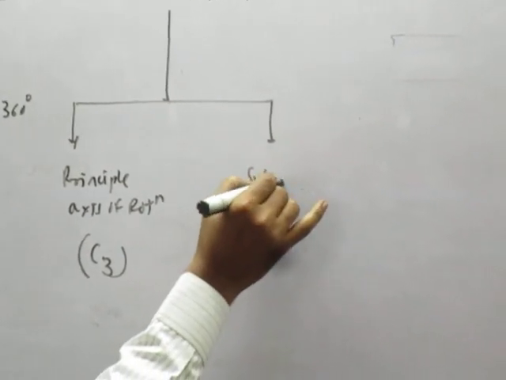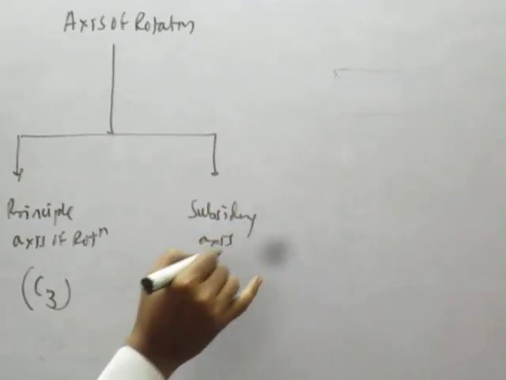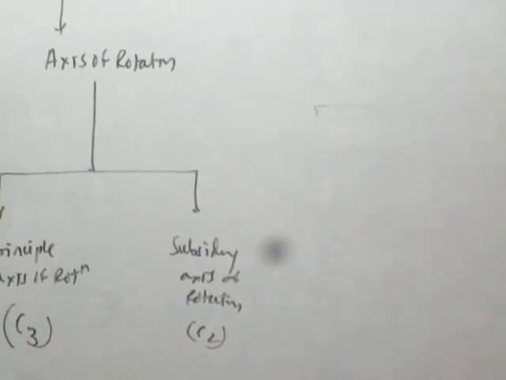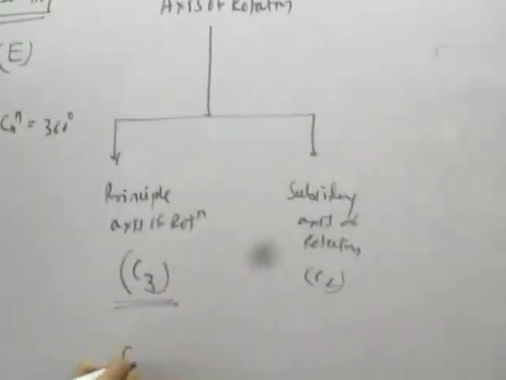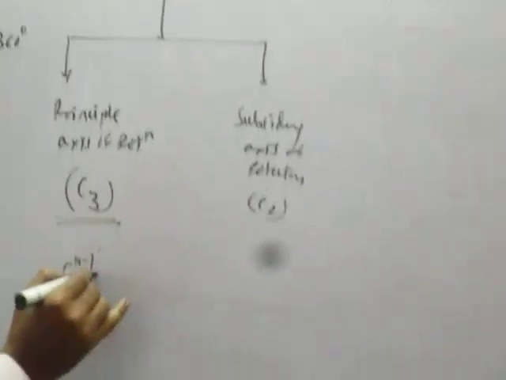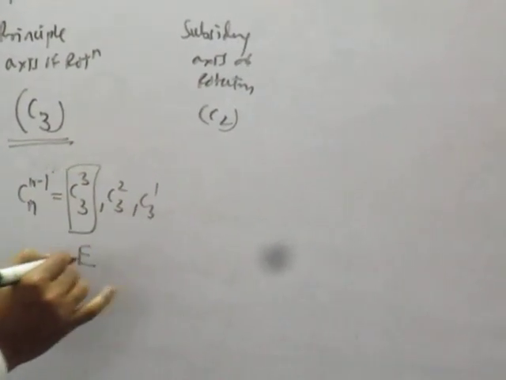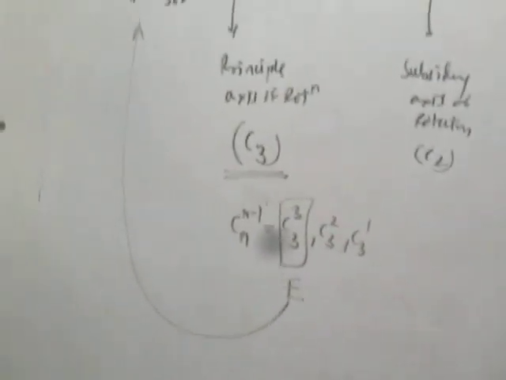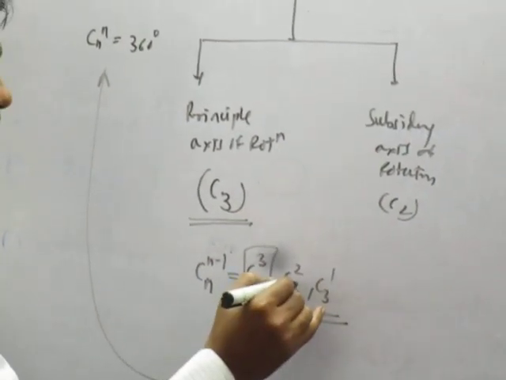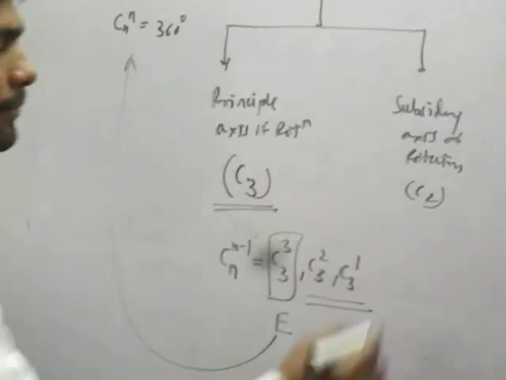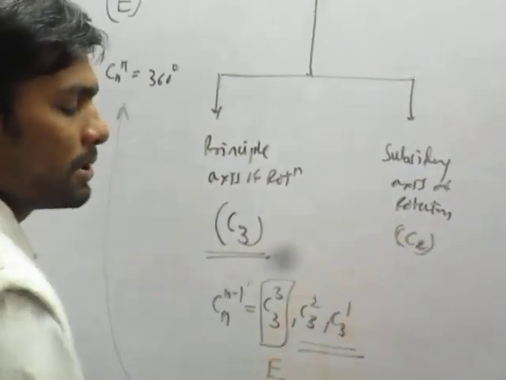Just like if the principal axis is C3, then the subsidiary axes of rotation are C2. These are calculated by Cn to the n minus 1 power, that is C3 of 3, C3 of 2, C3 of 1. This C3 of 3 acts as an identity, and the remaining C3 of 2 and C3 of 1 are not identical operations. Then the subsidiary axes have C2 symmetry.